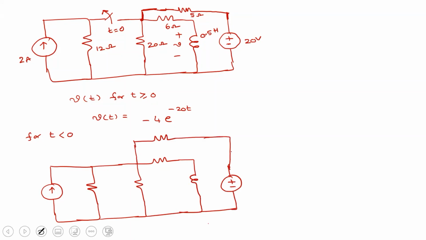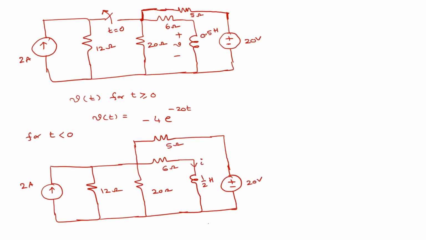This is the circuit, right? So here you have 2 ampere. This is 12 ohm. This is 20 ohm. And this is 6 ohm. And this is half Henry. And this is 20 ohms. This is 5 ohm. All right. So our objective is to find out the inductor initial current, right? So this is the inductor initial current.